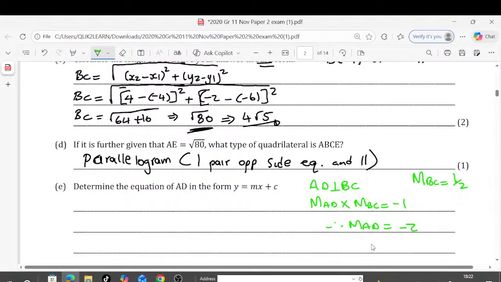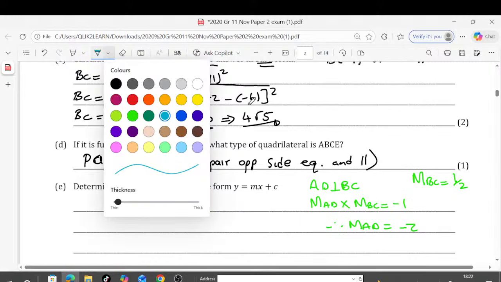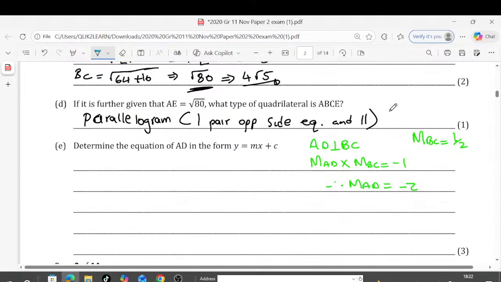I hope this makes sense, né? But you're going to waste time if you do it like this. We can use this formula: the gradient of AD multiplied by the gradient of BC, which is 1/2, is equal to -1. To make the gradient of AD the subject, we multiply both sides by 2, which gives the gradient of AD to be -2. So now we know the gradient of AD.